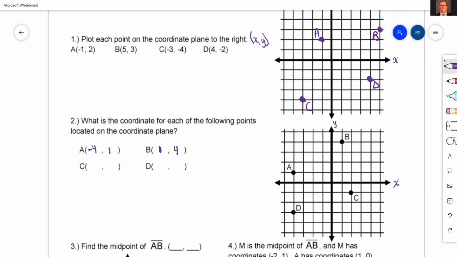For C, we're at +2. Then we go down 1. And for D, we go to -4 on the X-axis and down 3. So that'd be a -3.